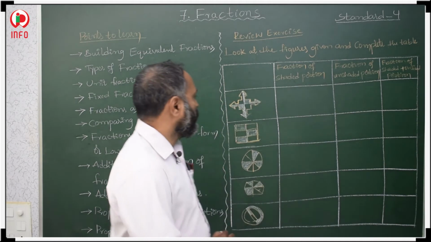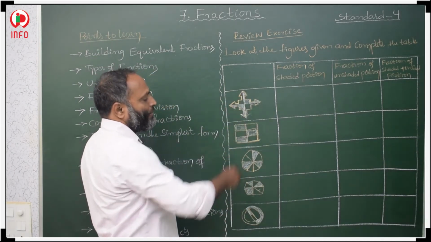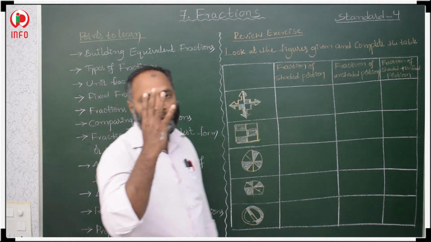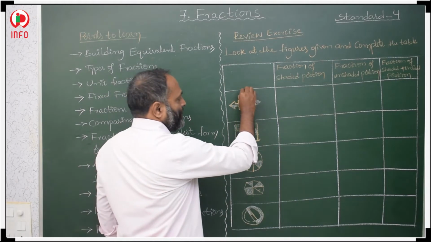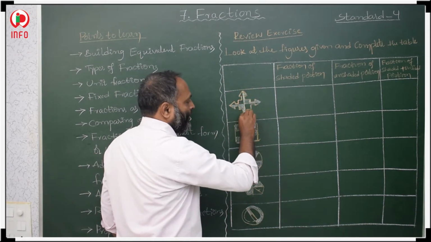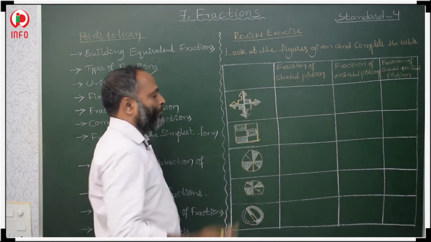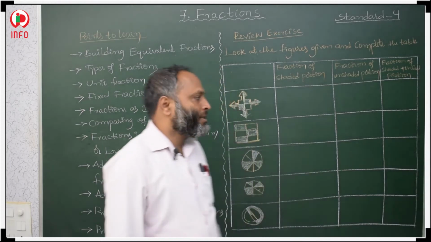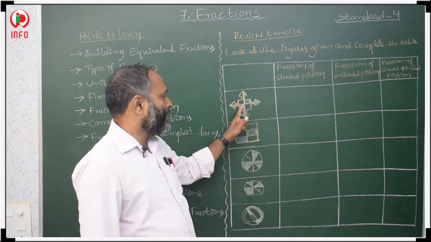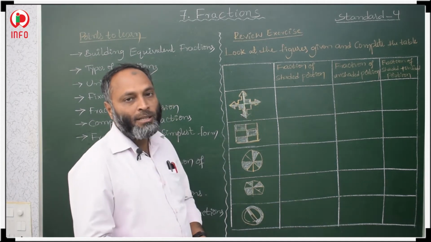See here, in the first figure, we make this into 4 parts. How many parts? 4 parts. How do we make this into 4 parts? We divide it exactly into 2 halves and one more like this. Total 4 parts. In those 4 parts, 2 parts are shaded here, this part and this part. How many parts are shaded?